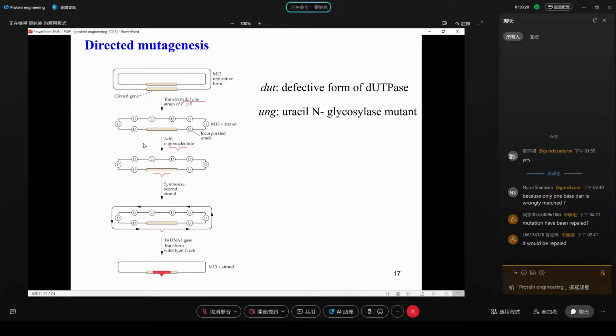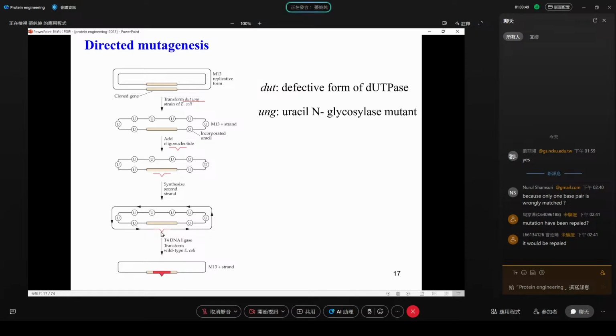Then the second part, you want to add the oligo. You want to change the protein residue, to anneal with your target gene. And to do the synthesis, you do a PCR, Klenow fragment, and the dNTP. Again, you make a new strand here. So you will have two strands. One parental strand already has dUTP on it, and then the new strand will be a pretty normal strand, with only one mismatch.